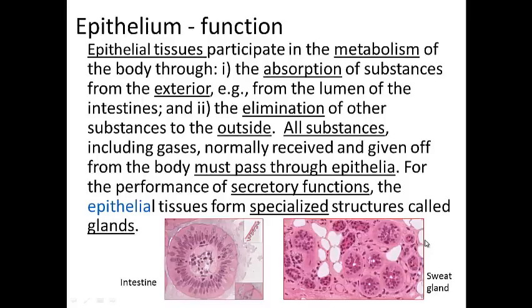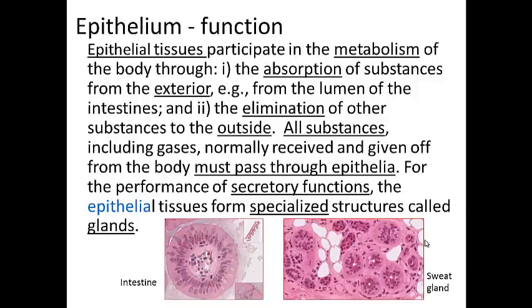cavities. Epithelial tissue participates in metabolism throughout the body, absorption of things from the exterior, foodstuffs, water. It comes through epithelium. Elimination of things to the outside goes through epithelium. In our GI tract, in our urinary tract, things have to go through. In fact, all substances, including gases, that are normally received or given off by the body must pass through epithelium. Epithelia being plural, epithelium being singular.